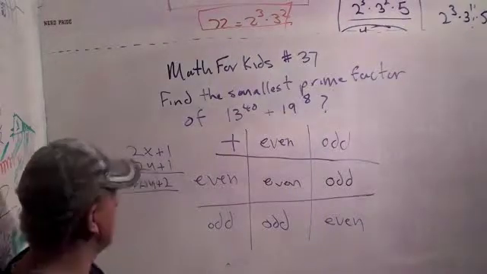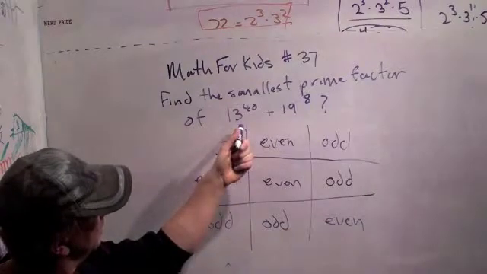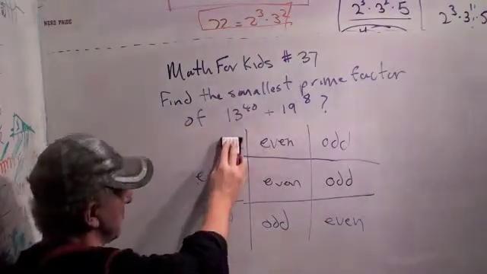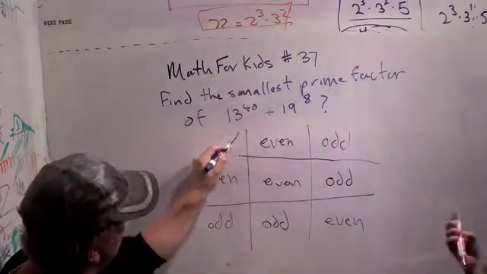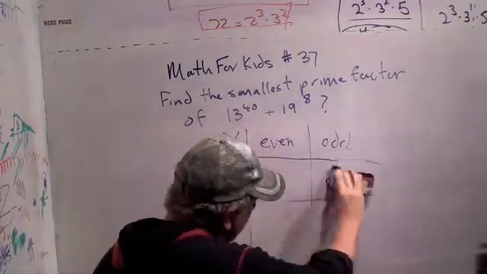Times. Our timeses, just to make sure we understand. But first, let's relate this to the problem. Well, actually, no, we have to do the timeses first to relate it to the problem. Okay, so now let's do timeses. So we've got to figure out what an even times an even and an odd times an even is.